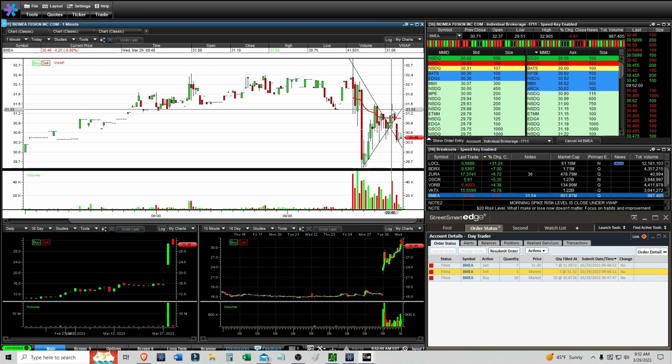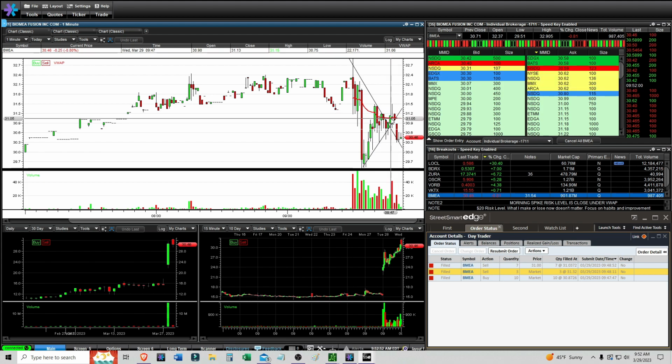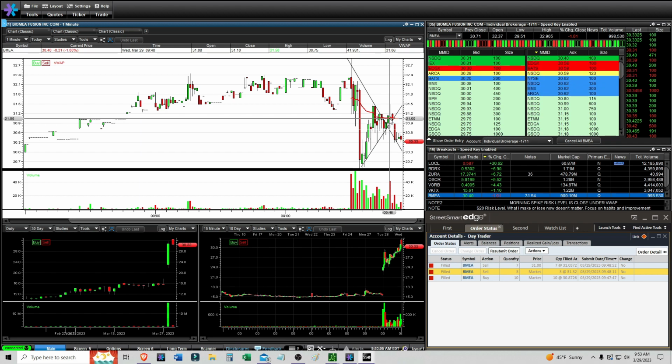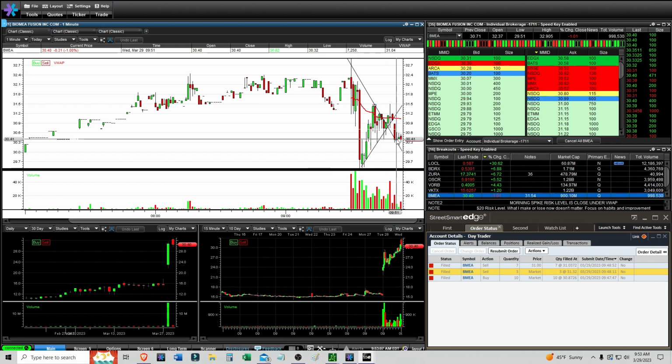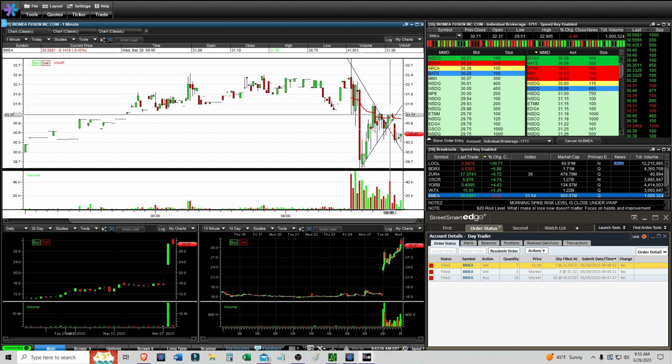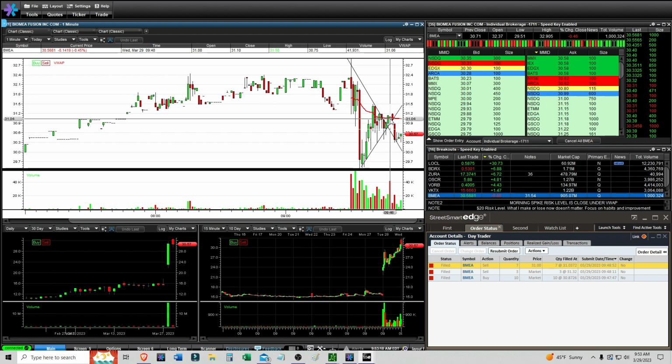I sold a portion there, but then I just didn't like how it had a wick all the way up here, and then a wick all the way down here. It could have continued, but it just felt way too toxic. Maybe it wasn't as strong as I thought it was, and it was just going to do something toxic, and that's exactly what happened. I sold the rest the next minute from my entry, at 31.03. So that was right here when I sold. And after this candle here, it sold off.